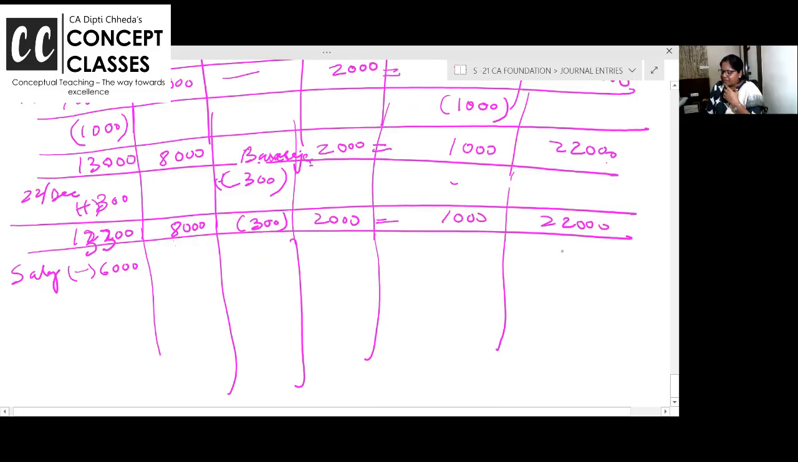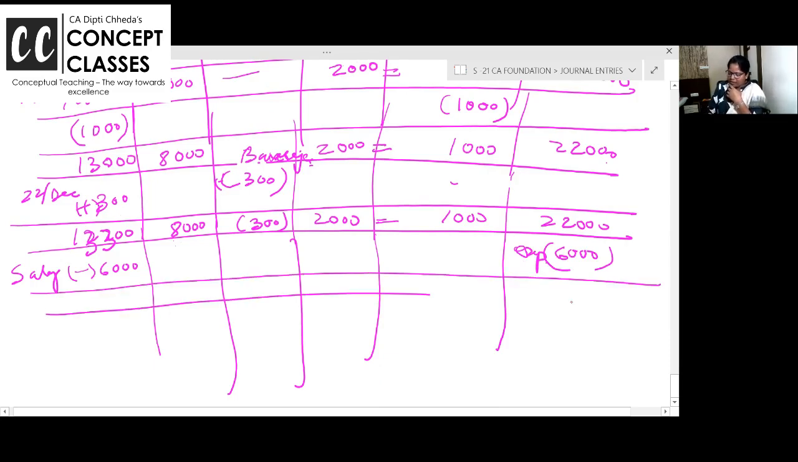And because of salary, your capital will straight away reduce. Expense. And your bank balance will also reduce. So now the new equation is, how much cash do you have?